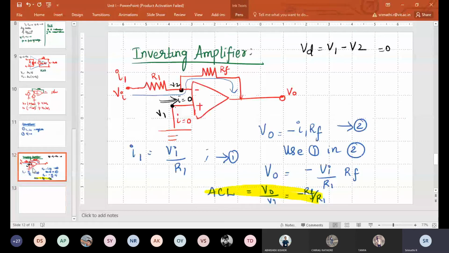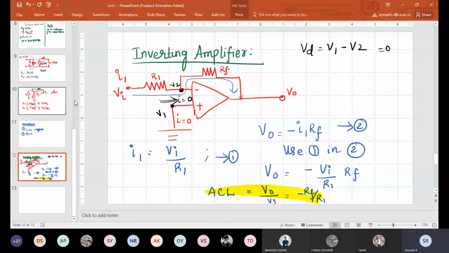We can even write KCL equations here: V2 minus Vi by R1 plus V2 minus V0 by RF equal to 0. Like that we can write, and then we can arrive at this solution too. We'll do that in the problems.